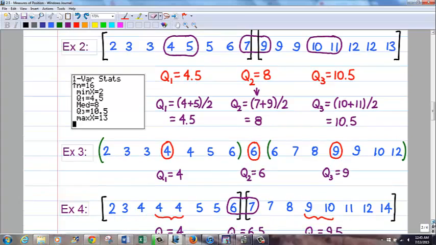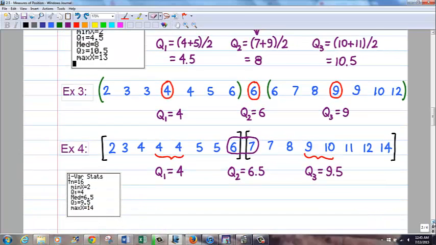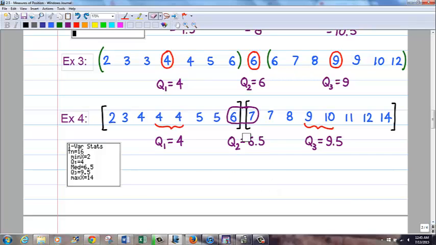Okay, so here's another. I think example 3 is pretty straightforward, pretty easy. Example 4, once again, we got 2 of them. So we took the middle 2, averaged them to 6.5. And the 6 goes to the first half, the 7 goes to the second half.